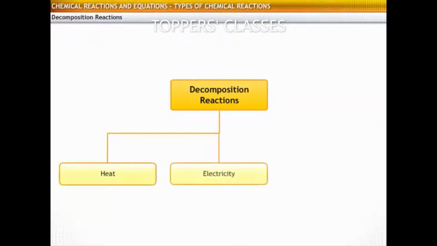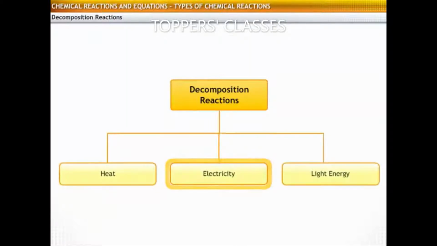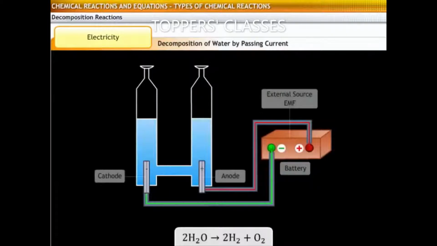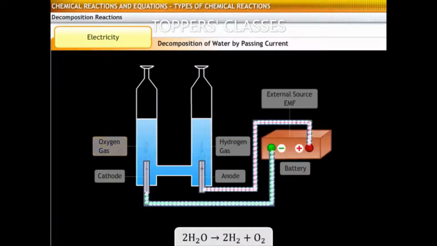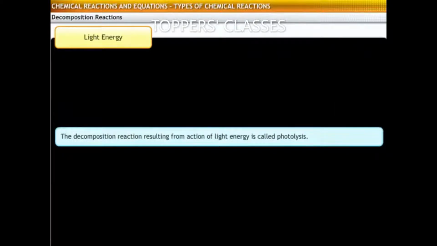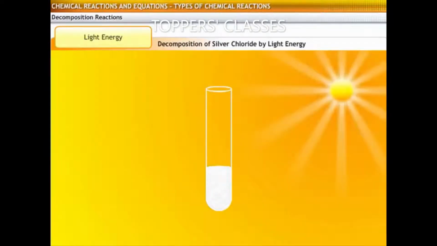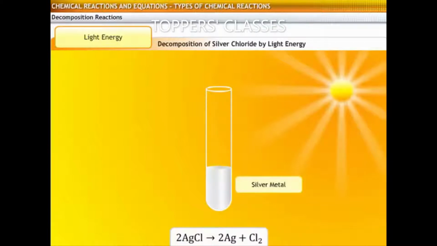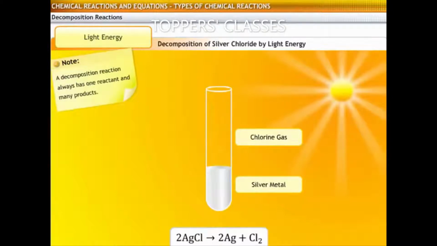Decomposition of a substance by passing current through it is called electrolysis. For example, when electric current is passed through acidified water, it decomposes to give hydrogen gas and oxygen gas. Finally, the decomposition reaction resulting from action of light energy is called photolysis. For example, when silver chloride is exposed to light, it decomposes to form silver metal and chlorine gas. Remember that a decomposition reaction always has one reactant and many products.